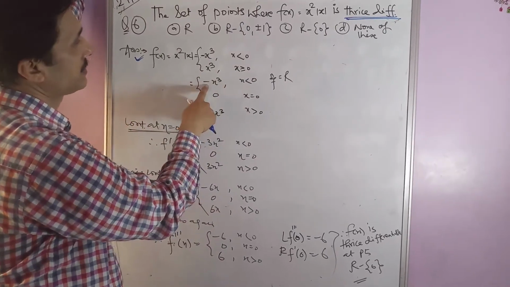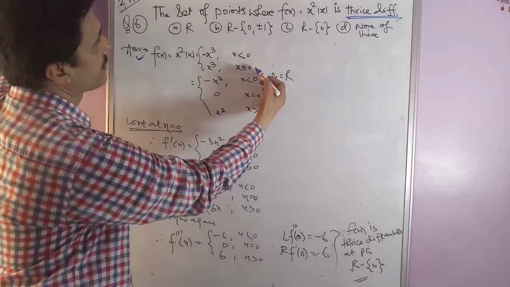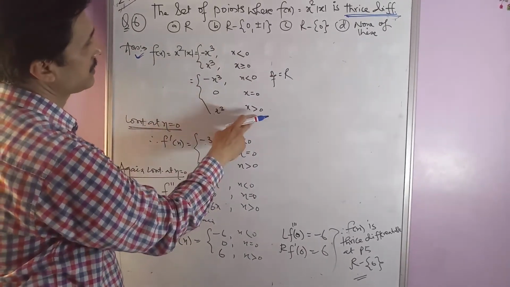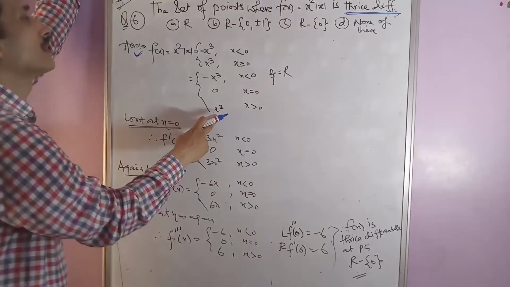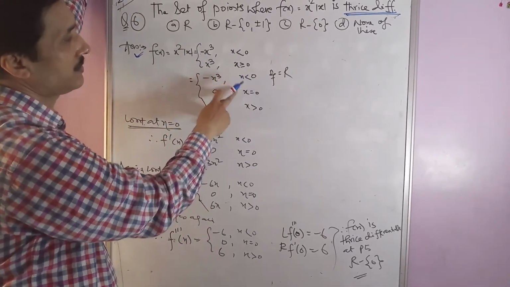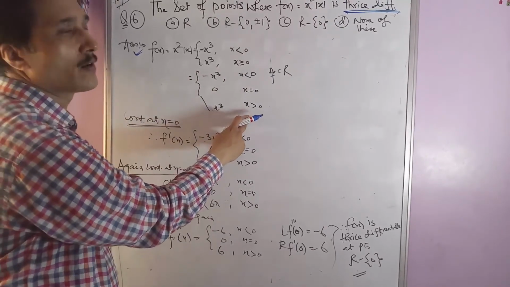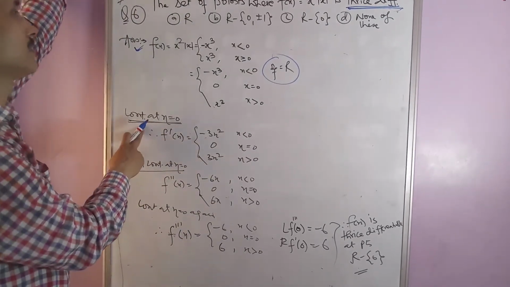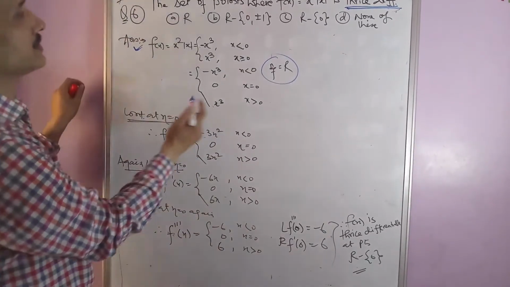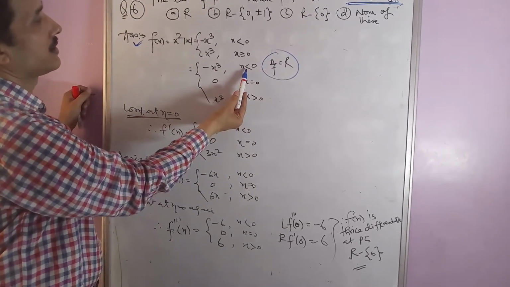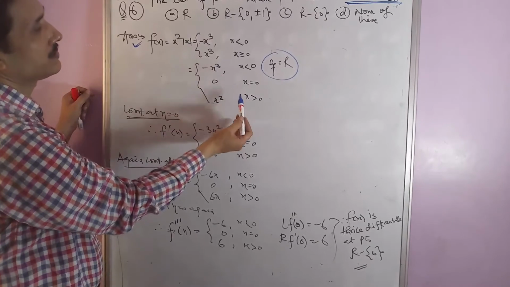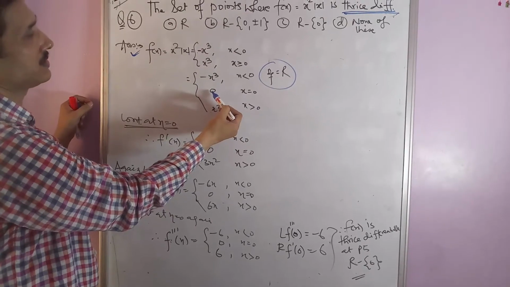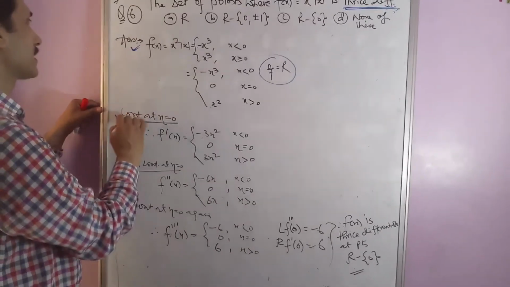Here for x less than 0 it is minus x cube; we split this section in two parts: x equal to 0, f(x) equal to 0, and x greater than 0, x cube. Clearly the function is defined for less than 0, equal to 0, greater than 0. So the domain of the function is the entire real numbers. First of all, we check continuity at x equal to 0. Clearly the left hand limit at 0 is minus 0 cube, 0, the right hand limit at 0 is 0 cube, 0, and the value at x equal to 0 is 0. So continuous at x equal to 0.